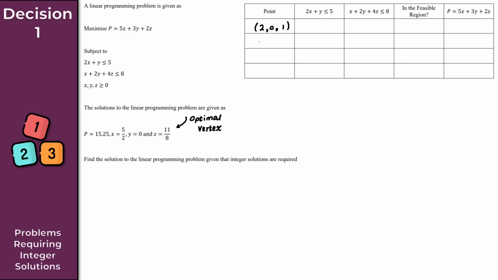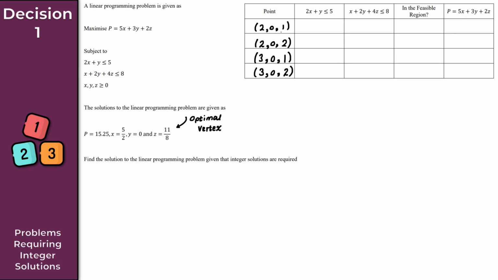What other points could we choose here? I could keep the 2 once I round down, so I get 2, the 0 doesn't change, and for the 11/8, let's round that up. So I get 2, 0, 2. What else could we do? I could round up the 5/2, 2.5 to 3, so I get 3, the 0 doesn't change, and for the 11/8, let's round that down. So I get 3, 0, 1. And finally, we can also choose 3, 0, and if we round this up, I get 3, 0, 2. We'll go with these 4 points.